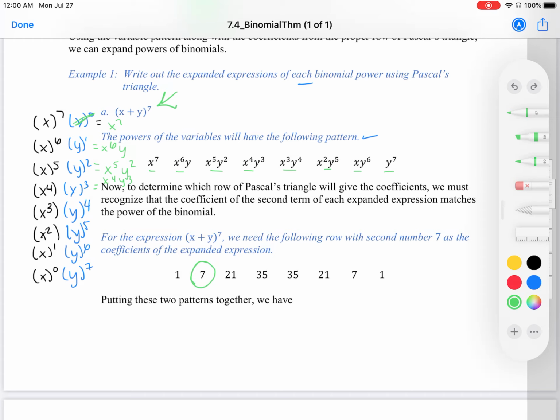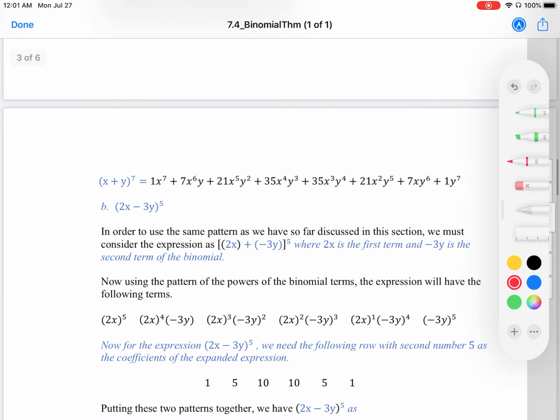So let's go ahead and put them together. Let's just match them up. So my first term, second term, third term, fourth term, fifth, sixth, seventh, and eighth. You know you're on the right track when the number of terms equals whatever your exponent is plus 1. All right, so putting all this together, we have 1 times x to the 7th plus 7 times x to the 6th power times y, all the way to our last term. So this is one way using Pascal's triangle.